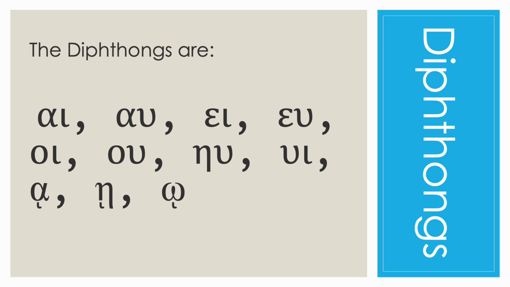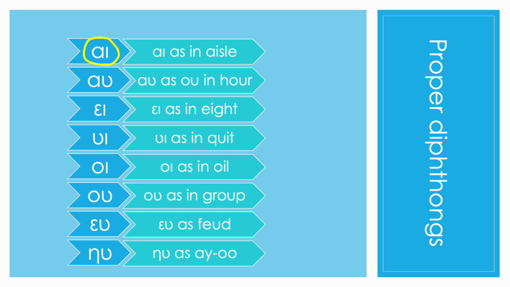With the improper diphthongs, the iota subscript does not change the sound of the letter, but it can change the form of the word that it is in. So let's have a look at how these proper diphthongs sound.